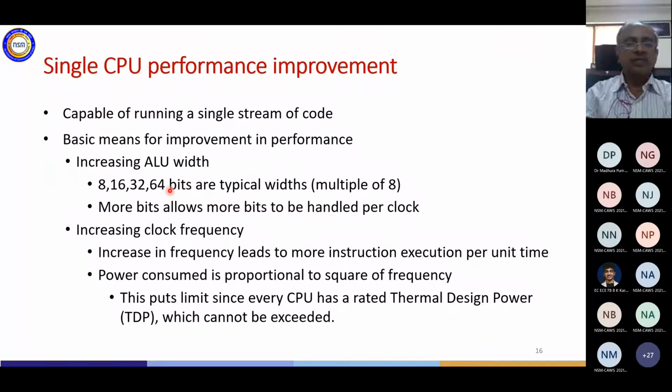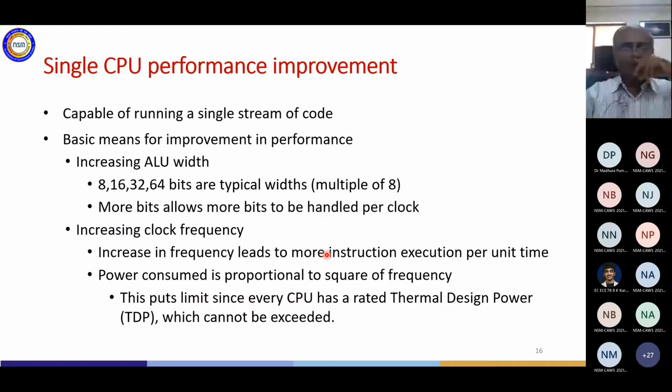The second thing that processor architects do, or that anyway keeps happening, is increasing the clock frequency. I already mentioned to you that 8086 had a clock frequency of about 4.33 megahertz, and now it is like 2 or 3 gigahertz. So when you have an increase in frequency, in a unit time more instructions are executed because they are coming in fast. The clock period has reduced, the frequency has increased.